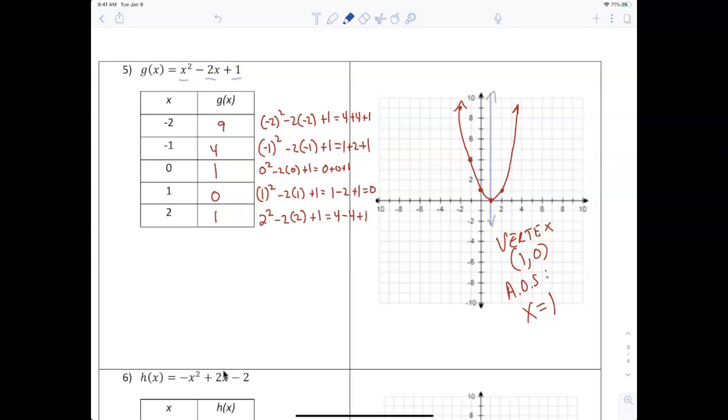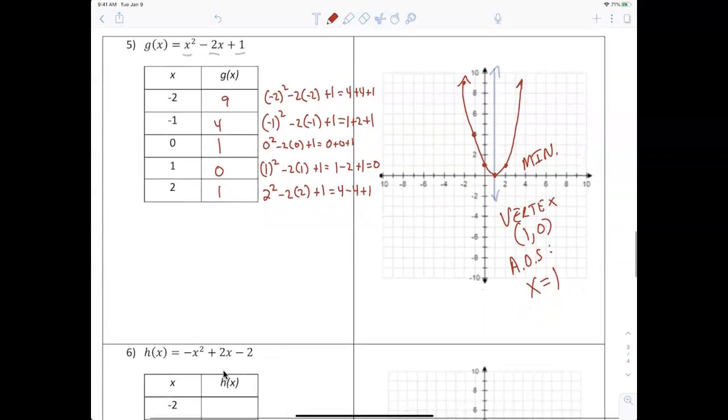And what else? Oh, it's a minimum. All right, the vertex is a minimum. All right, very simple. Very, very simple. All right, so now let's take a look at number 6.